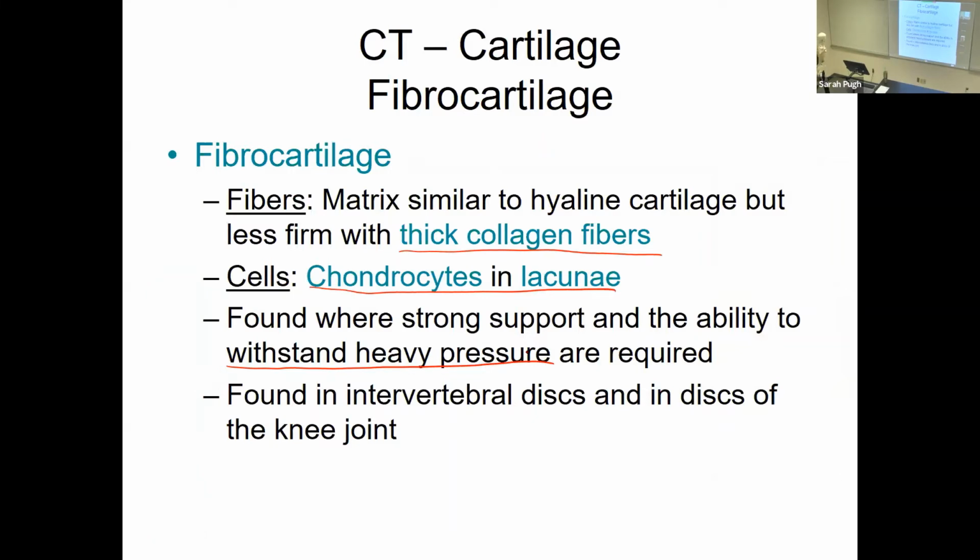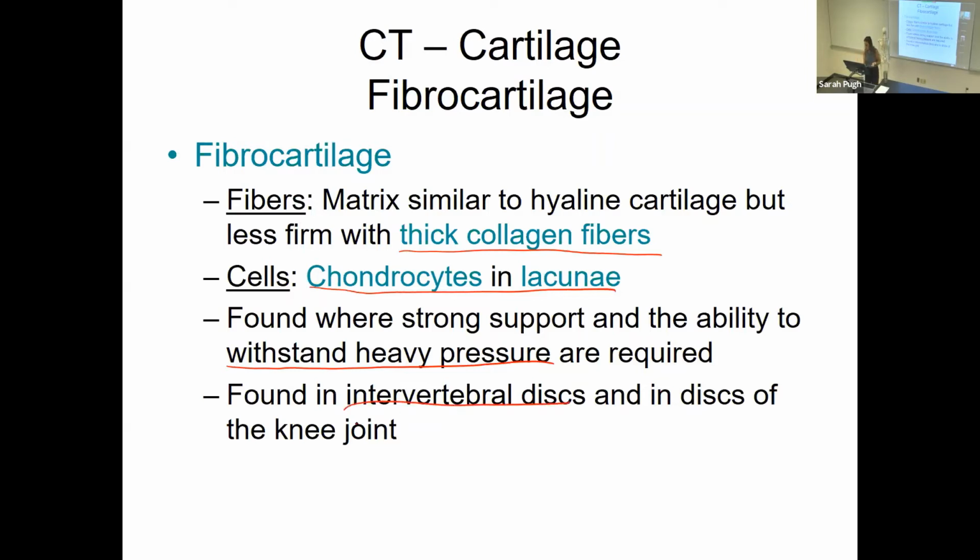I'll wheel a skeleton up here. I don't know if y'all can see it if I pull it up here. But the intervertebral discs are just between the vertebrae here. So all these little discs between the vertebrae, think about how much pressure is on your back. It's a lot of pressure. All of your body weight basically is carried in your back. And so that's a lot of pressure. So that's going to be fibrocartilage in those discs.